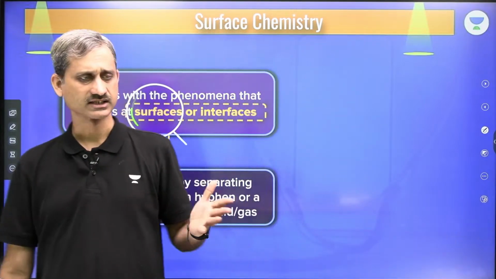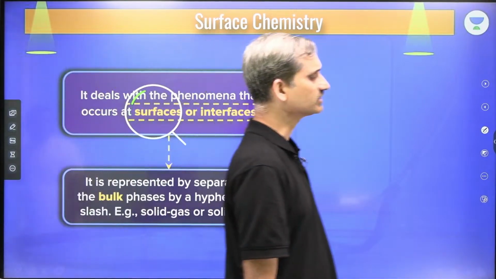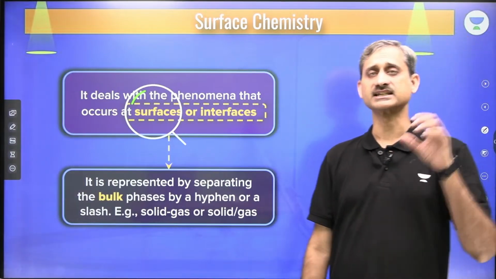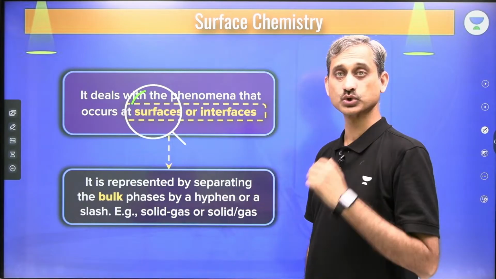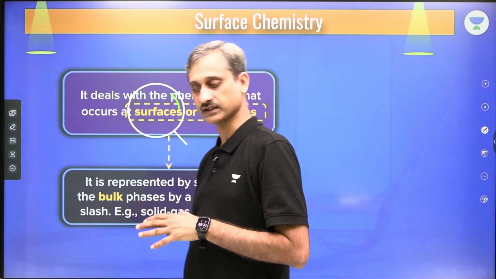What exactly does surface chemistry deal with? Now, when we talk about the surface chemistry, it deals with all the phenomena taking place on the surface. Now comes what exactly is so special about the surface.